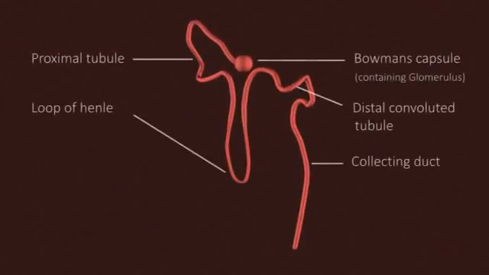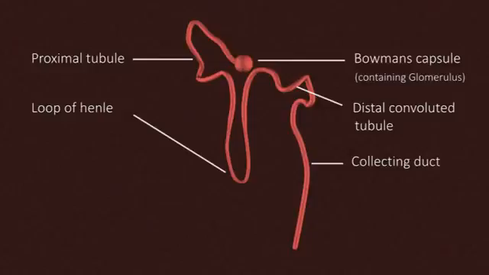The Bowman's capsule is a cup-like structure which surrounds the glomerulus, a network of blood vessels. The blood vessels act like a sieve, filtering the blood that passes into the kidney. The filtered blood, which we call filtrate, passes into the tubule, is then processed by the nephron and will ultimately become urine. Each tubule divides into the proximal tubule, the descending limb of Henle's loop, the ascending limb of Henle's loop, the distal convoluted tubule, and the collecting duct.